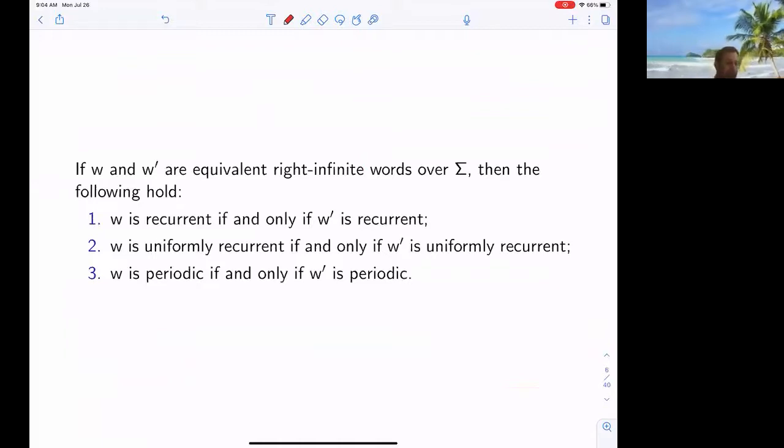And then I'll just say, this is just a basic fact. It's not hard, and I think it's well known, that if W and W prime are equivalent right infinite words, then being recurrent is preserved, uniformly recurrent is preserved, and being periodic is preserved under this equivalence. So this is nothing new. I'm just showing that the equivalence captures a lot of the interesting properties that we're interested in.